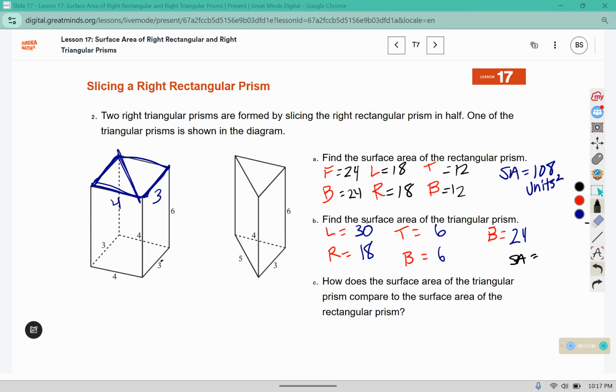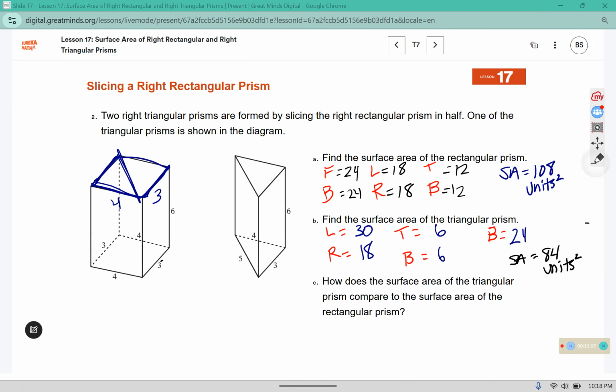Add all these together. 30 plus 18 is 48. Plus 6 is 54. Plus 6 is 60. Plus 24 is 84 units squared.